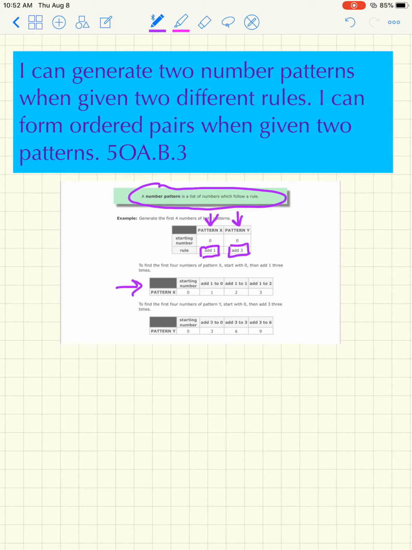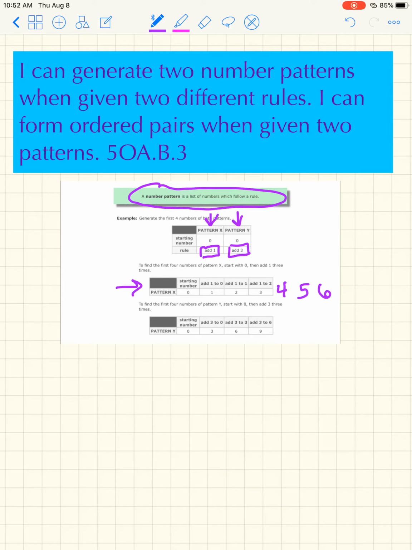The starting number is 0, and then you add 1, then 1 plus 1 is 2, then 2 plus 1 is 3, and we could keep going on, and I'm just going to do that. So 3 plus 1 is 4, 4 plus 1 is 5, 5 plus 1 is 6, and we could keep going and going.